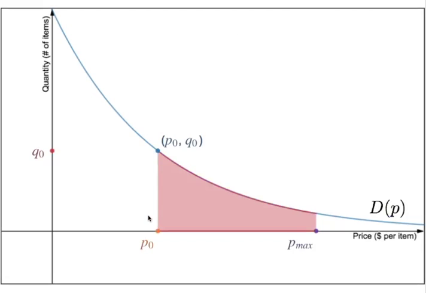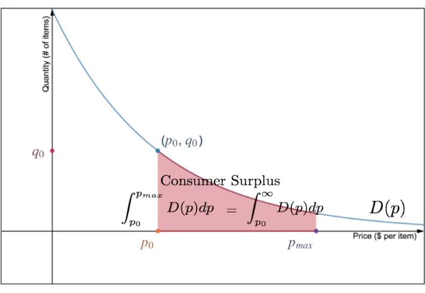Now next, we can calculate the consumer surplus, which is the pink region between the demand curve and the horizontal axis. The consumer surplus is equal to the definite integral from P0 to Pmax of the demand curve, D of P dP, for P0 is the set market price and Pmax is the maximum price that the consumer can afford the product. Sometimes you have the similar formula, which is the improper integral from P0 to infinity of the demand function D of P dP.